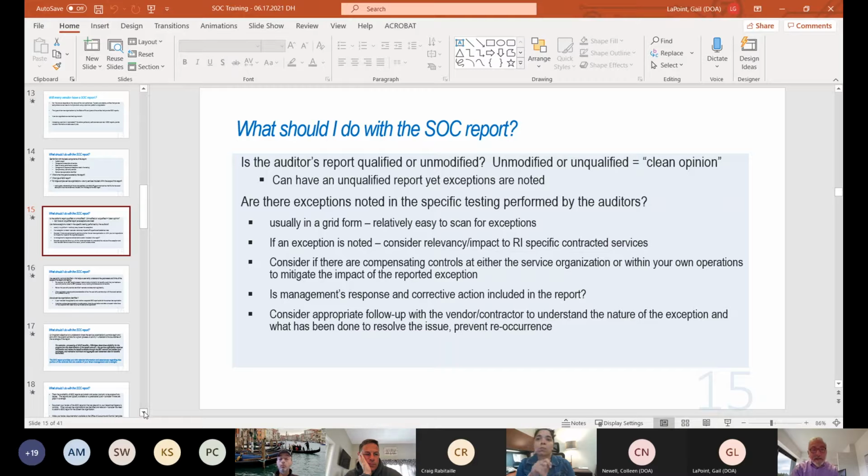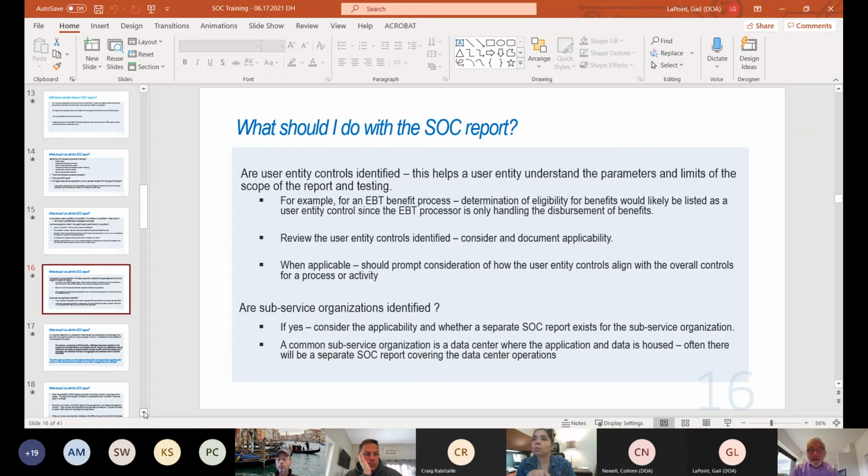So slide 16, user entity controls. We keep talking about this. This is going to help you understand, as I said, where the fence is around what the service organization is doing for you, and then where your controls lead up to that or supplement the entire control process.